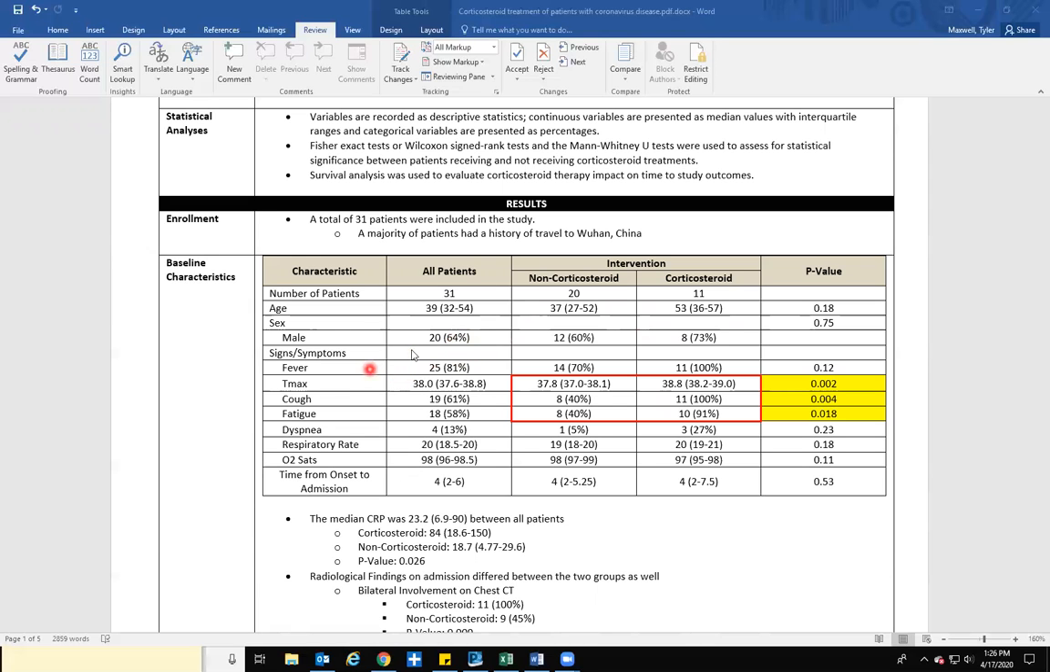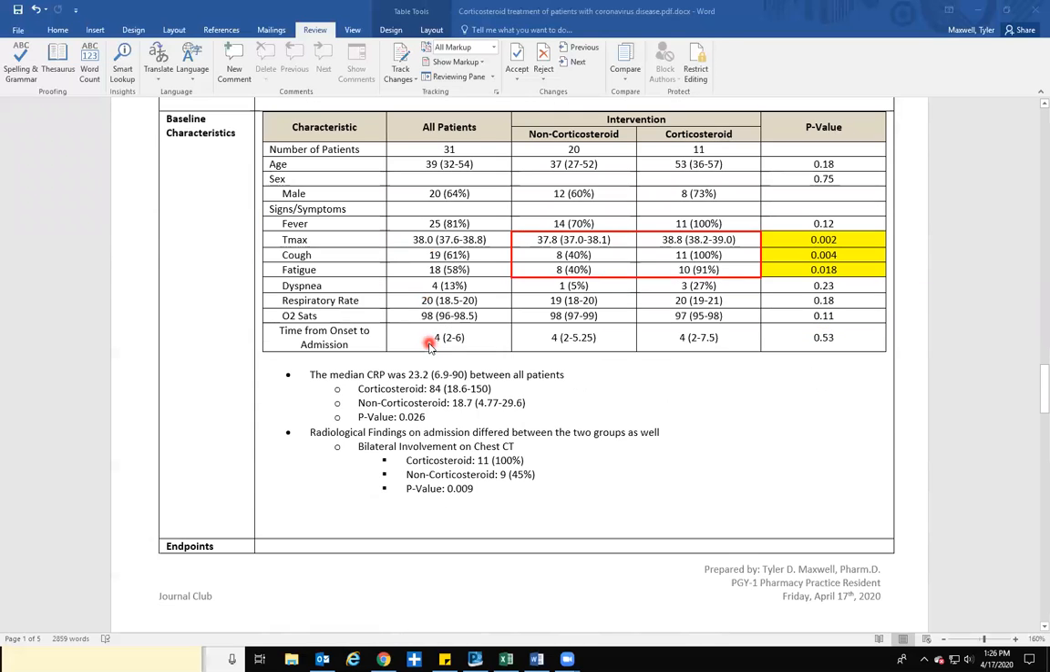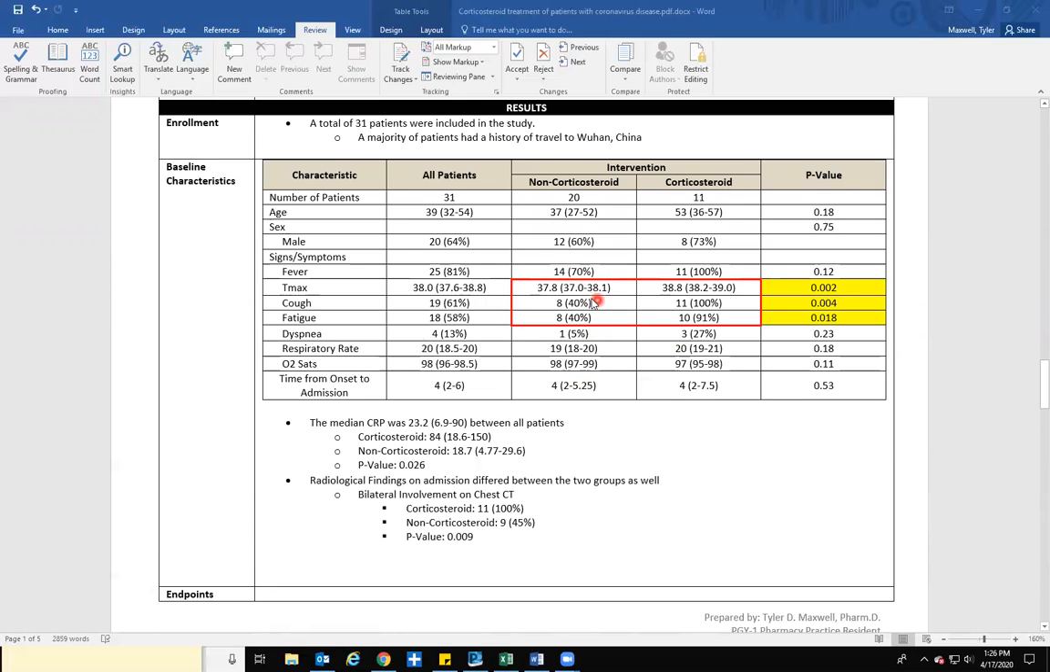And then the next thing I'd like to look at is how these patients presented to the hospital. I think it's really important to look at these three signs and symptoms here. So we have our temperature, a presence of cough, and the presence of fatigue. If you look here in the non-corticosteroid group, a smaller percentage of these patients did have cough, a smaller percentage had fatigue, and they did not have as high of temperatures. In the corticosteroid group, these patients tended to have higher temperatures. 100% of them did have a cough, and then 91% of them did have fatigue.